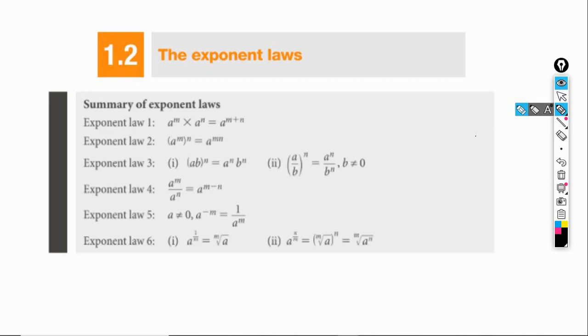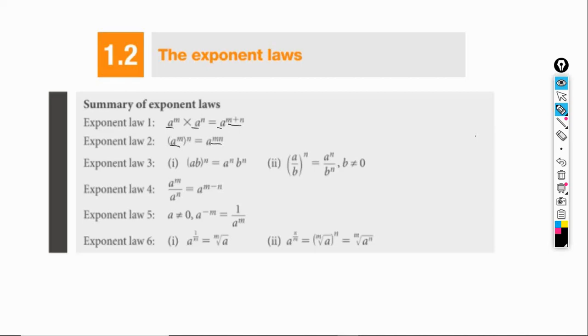The first law says that if you have the same base being multiplied, the result of that multiplication will have that base and the exponents are added. The next law, law number 2, says that if you have a to the m, and that is raised to the power of n, then that equals a to the power of m times n.